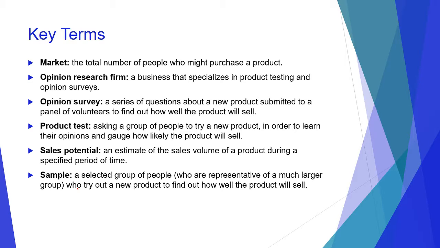A sample is a selected group of people who are representative of a much larger group who try out a new product to find out how well the product will sell. For example, if they're trying to aim at your group, teenagers, they'll select 20, 50 people and say that you will represent the rest of the teenagers. So you would be a sample if they were to ask you to try something out.